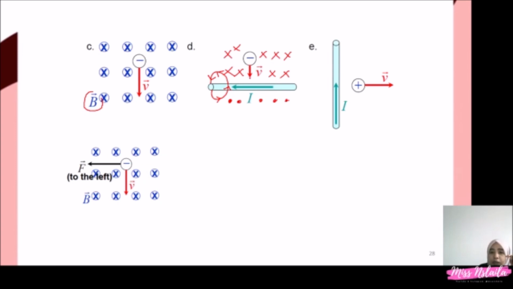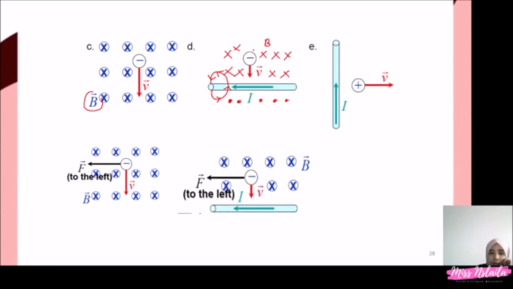So V ke bawah, magnetic field dekat kawasan ni into the slide, into the screen or into the page. Then F will be directed to the left. Next, for question E, the direction of current is upward on this wire. So by using our right hand rule, okay, current ke atas, we will know that the direction of magnetic field strength around this wire is like this.